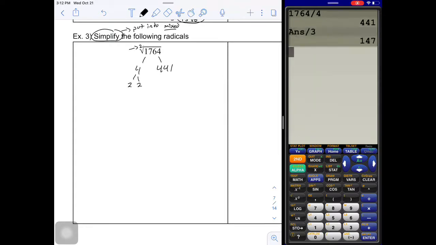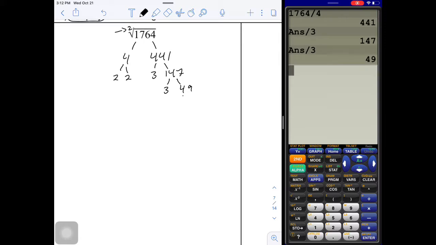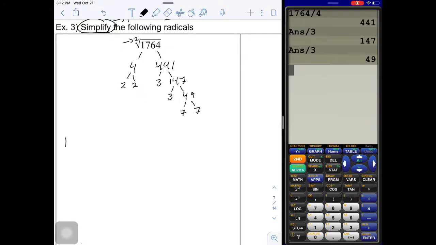441, I'm going to assume maybe is divisible by 3. So sometimes you're going to have to guess. That looks like it might be divisible by 3, which it is. And then 49, well, that's a perfect square. So this will be 7 and 7, because 7 squared is 49. So here, we can represent 1,764 as 2 times 2 times 3 times 3 times 7 times 7.